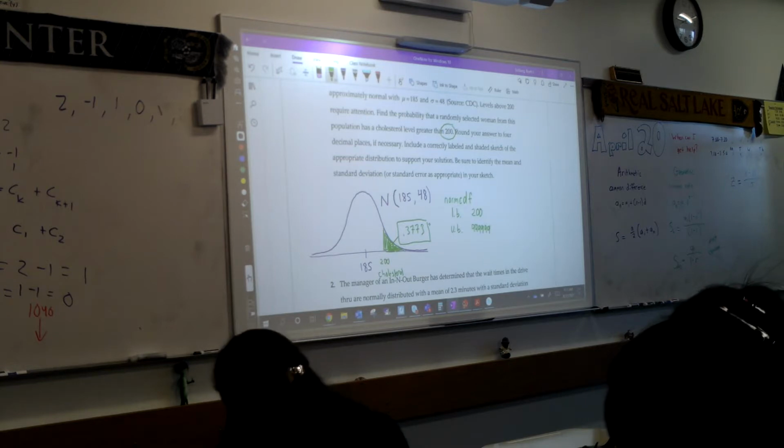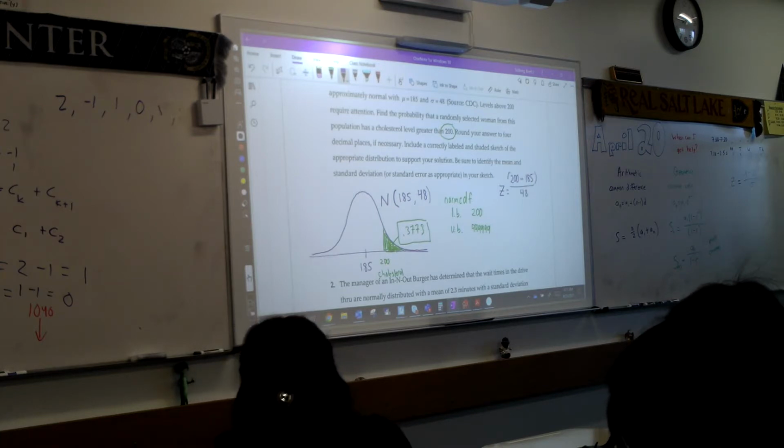Now, let's say you don't like norm CDF and you want to do things old school style. How would we do this? Well, we would need to figure out the z-score. To do the z-score, we take our number of interest, which is 200. We're going to subtract the mean and divide by the standard deviation. Remember, this formula is on your formula sheet.